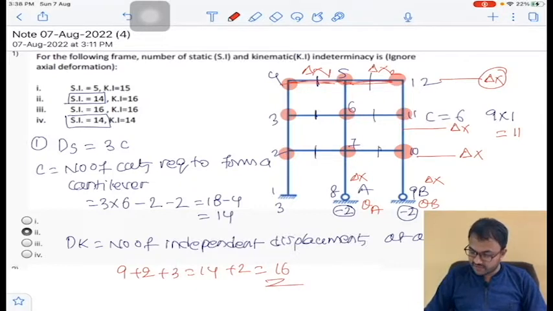So the answer will become 14 and 16. Okay, so this might be confusing.